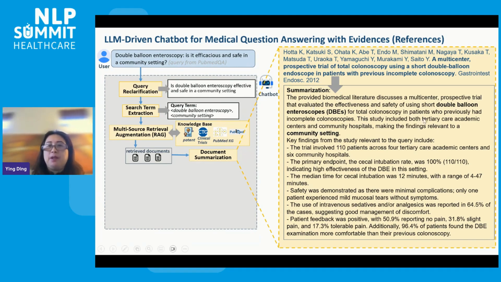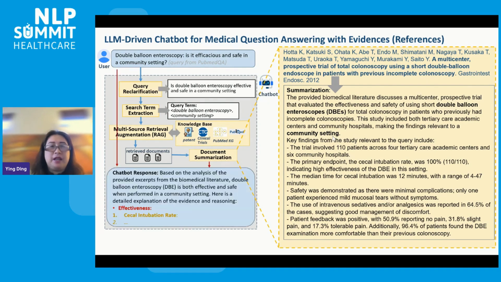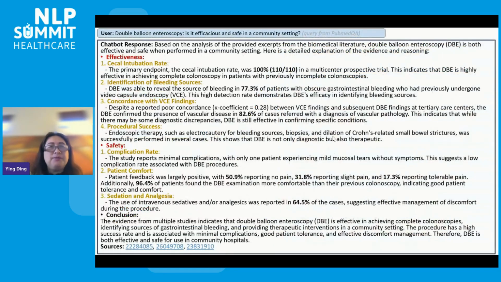So basically we look at highlighting double balloon endoscopy and highlighting its importance in community settings, especially on their safety and efficacy. So basically, we can come out with a summary like this. It's really because the question is about effectiveness and safety. So we have two very important subtitles on efficacy and safety. And for effectiveness, we have a breakdown into subtitles, which is based on the paper.